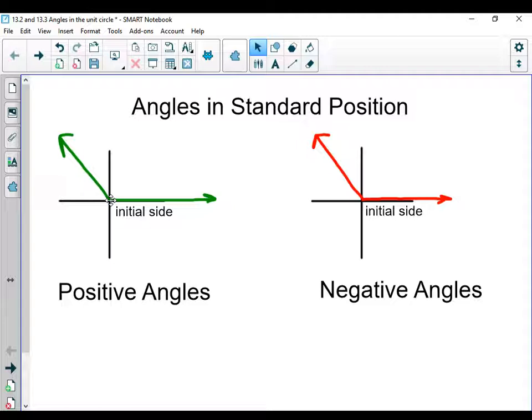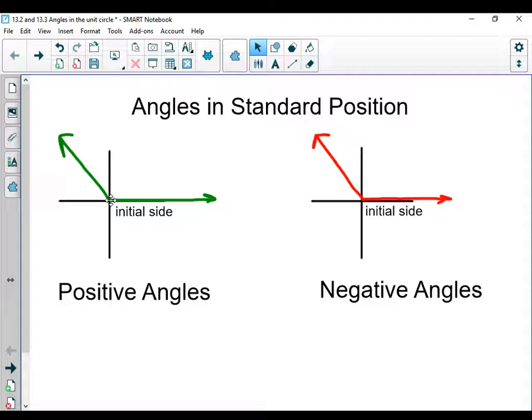Tell me the difference between those two angles, besides their color, besides anything else. Tell me the difference between those two. Okay, so here's the difference. There isn't a difference. Trick question, besides the color. Okay, so here's the thing. That one's a negative angle.